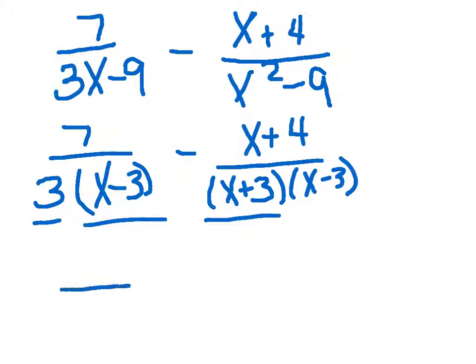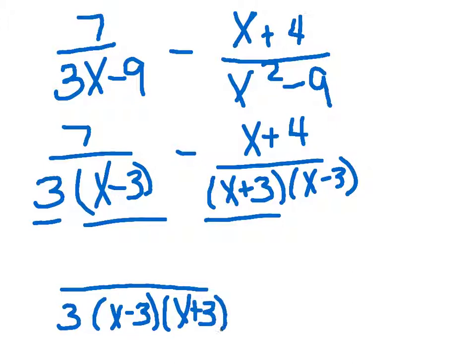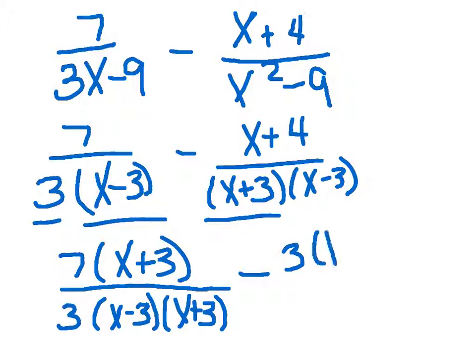So my lowest common denominator is 3 times x minus 3 times x plus 3. Okay, what do I need to add to this to get me here? x plus 3. So I'm going to multiply the top by x plus 3. What do I need on the second one to get me to this? Well, I need the 3. So I'm going to multiply the top by 3.